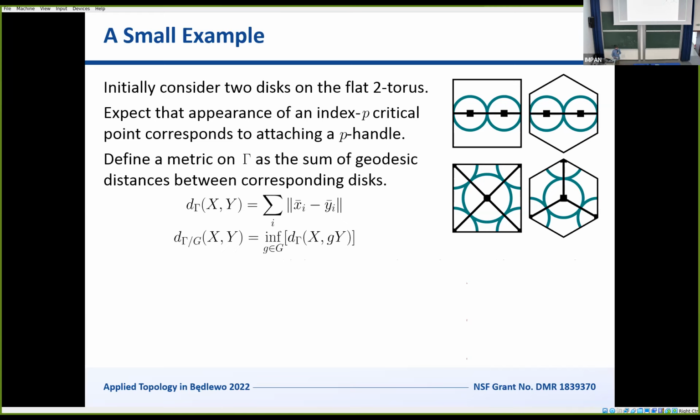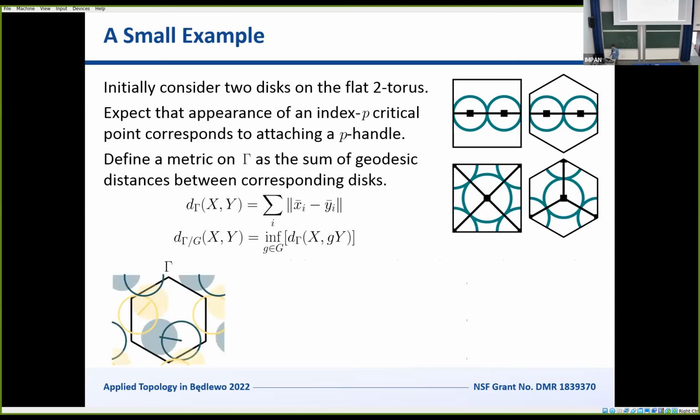Typically, though, we need to mod out by some group of isometries. I just told you that we have to mod out by translations, right? And because we're only modding out by the action of isometry groups, it's almost a trivial proof that if this is a metric, then this is going to be a metric also, right? So you're just taking the infimum of these distances over all, in this case, translations of the disks. So you just move the disks around, you take the infimum, and there you go, because that defines a metric on your quotient space.